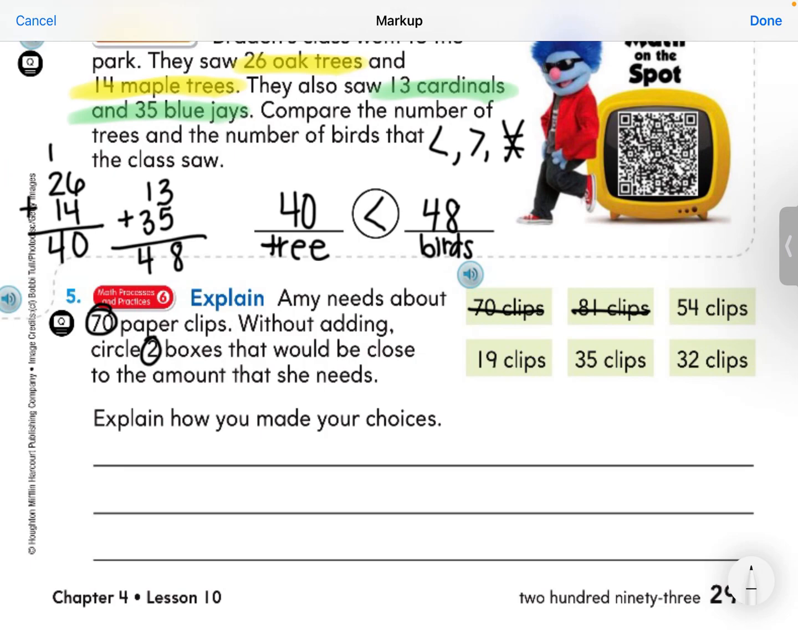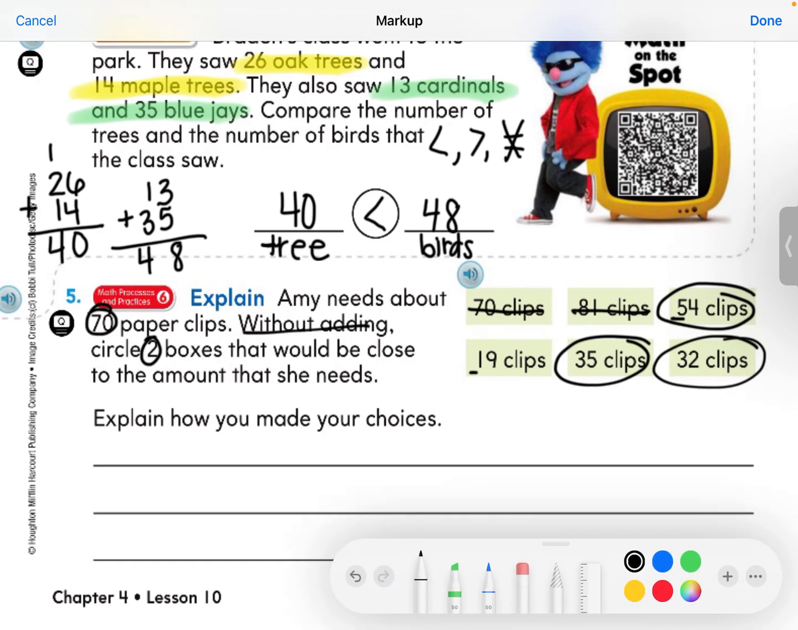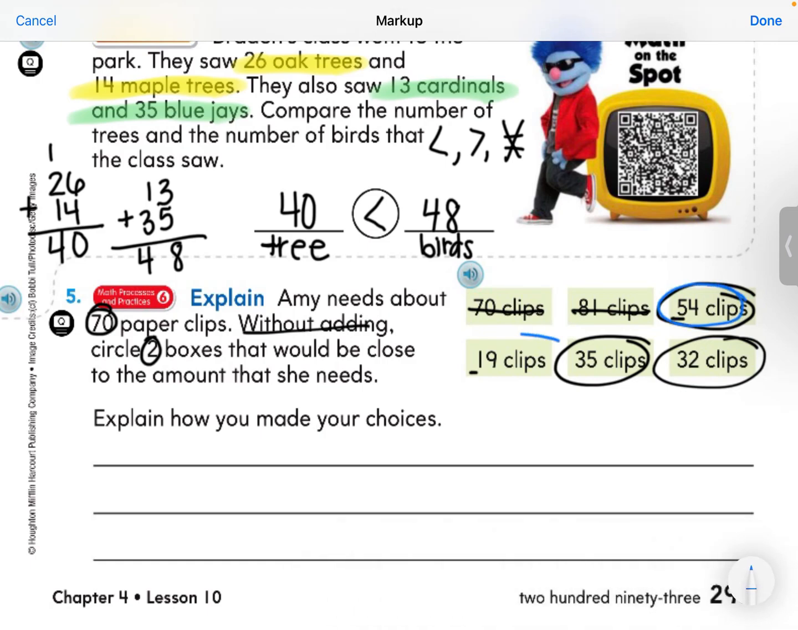I am thinking that if she needs about 70, that I could say that 35 and 32 would get me pretty close to 70. Do you agree? Without adding. So if I'm just looking at the tens, 3 tens plus 3 tens, that gets me pretty close. That gets me to 60, right? Just like if 54 and 19, that would get me to, well, I know 5 tens and 1 ten, that would be 60, so that might work too. Okay? So I could either say that 35 and 32 go together, or I could try 54 and 19. Remember, I'm not supposed to add. I'm trying to get close to that 70.